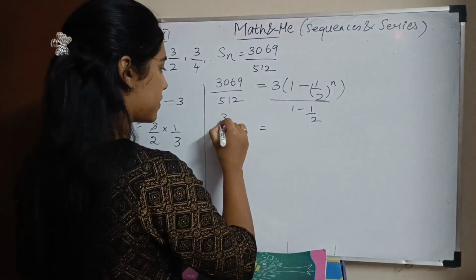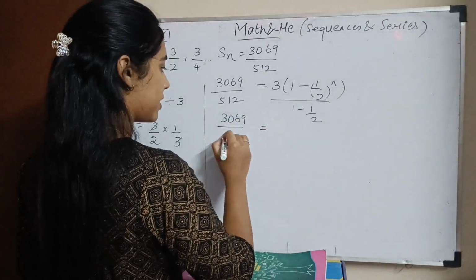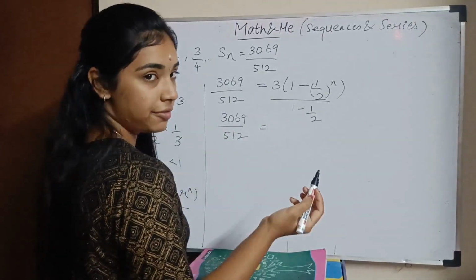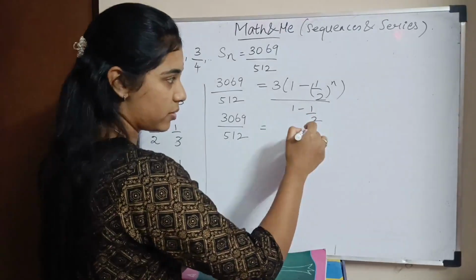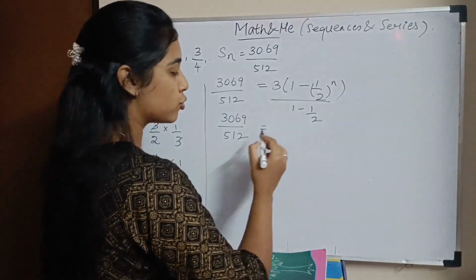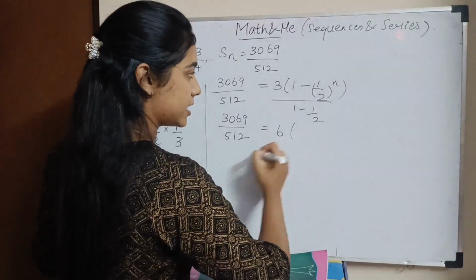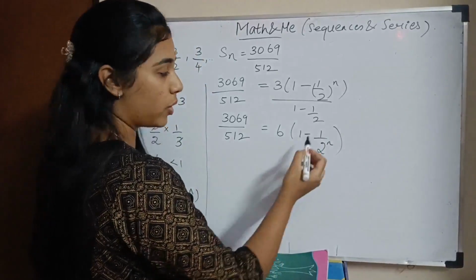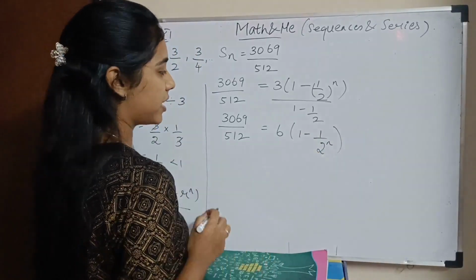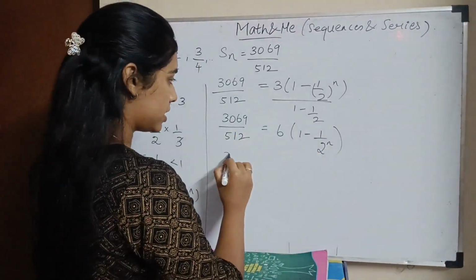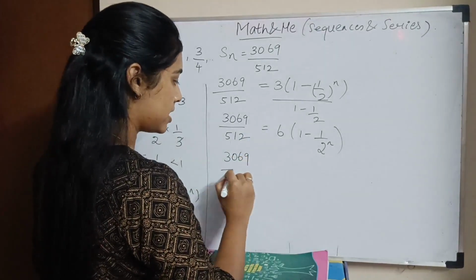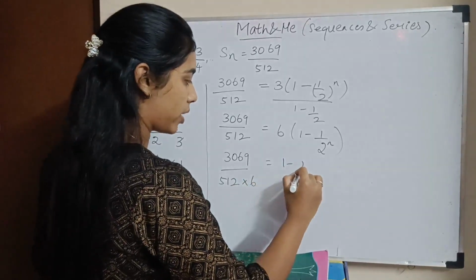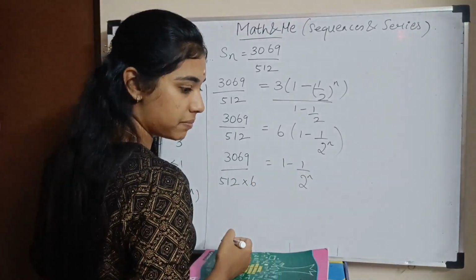So this is 3069 divided by 512. 1 minus half is a half. I have 1 by 2 in the denominator, which goes to the numerator. So I have 3 times 2, so 6, times 1 minus half to the power n. I'm going to write it like this. So what do I have? 3069 divided by 512 times 6 equals 1 minus half to the power n.